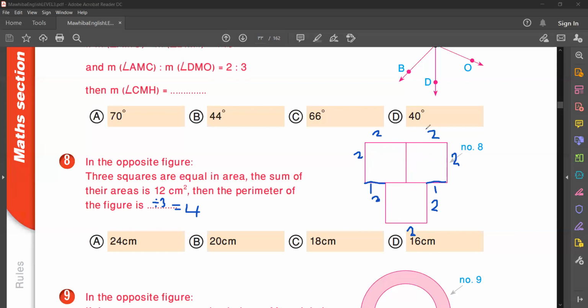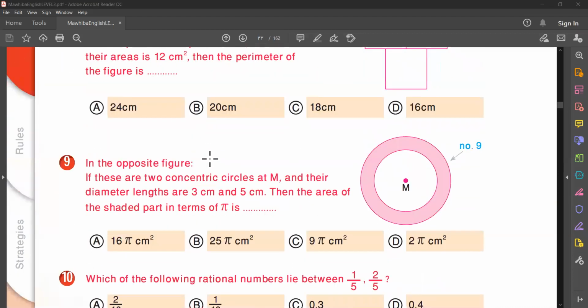You add 4 plus 4, it is 8. Plus 4, it is 12. Plus 4, it is 16. And then the perimeter of the figure, it is 16, right? So the number is D. It is 16. Is it clear? My student, is it clear? Right, Kauthar, it is 16.